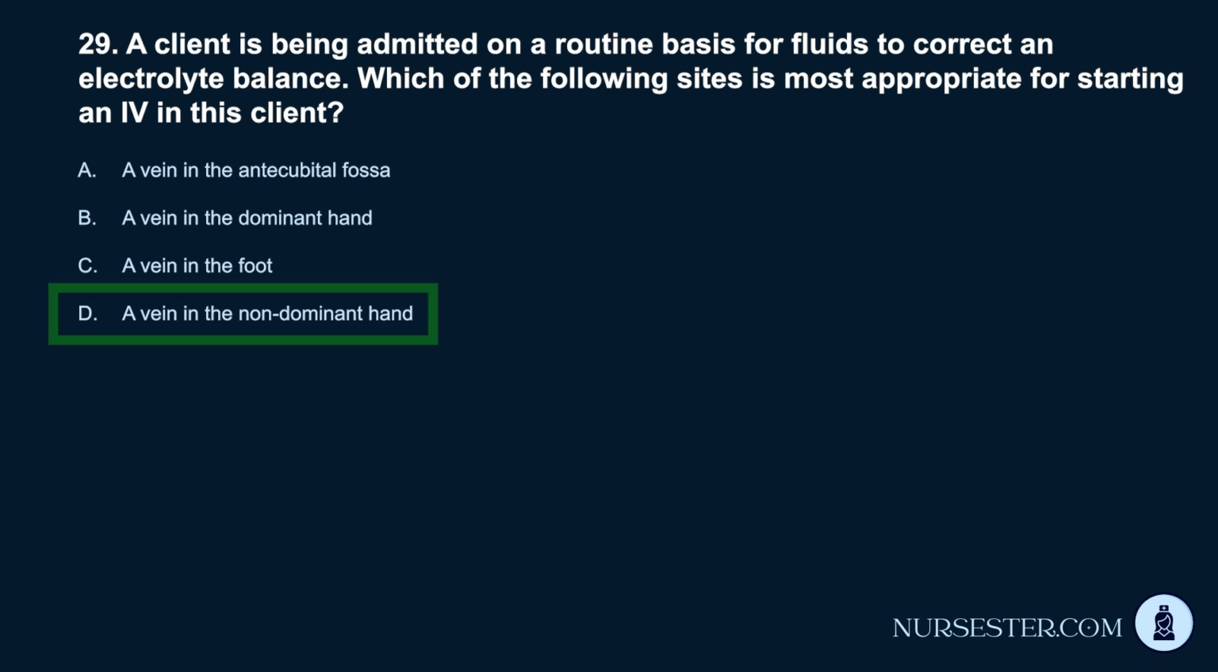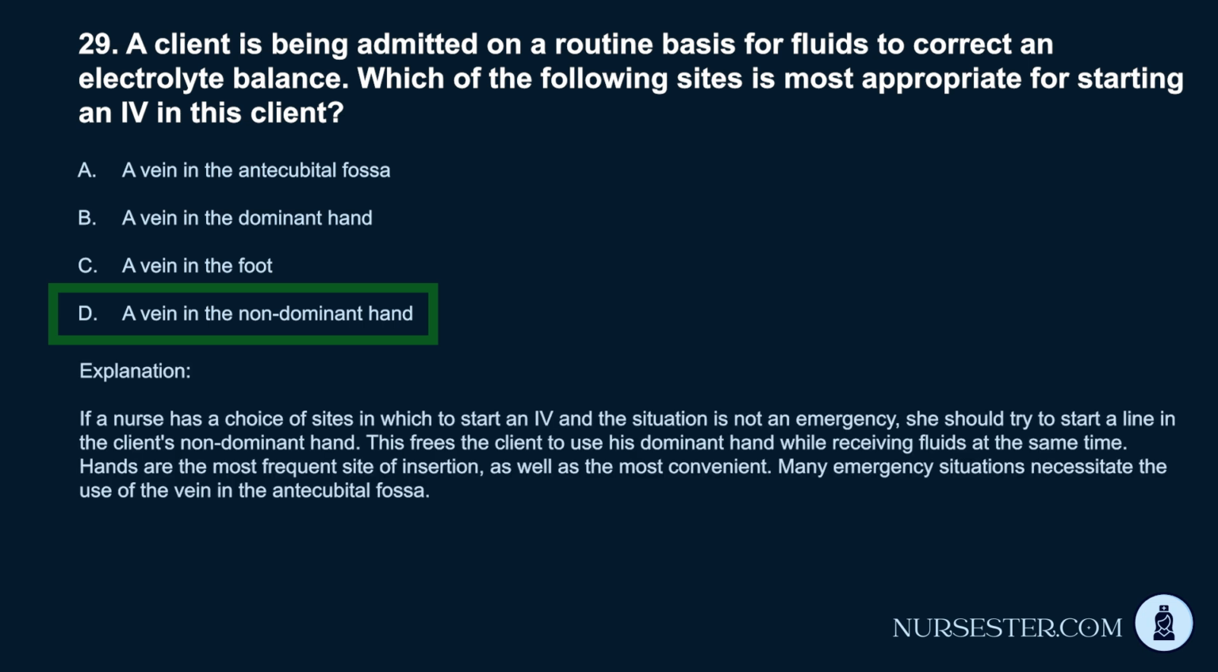Correct answer, D. A vein in the non-dominant hand. If a nurse has a choice of sites in which to start an IV and the situation is not an emergency, she should try to start a line in the client's non-dominant hand. This frees the client to use his dominant hand while receiving fluids at the same time. Hands are the most frequent site of insertion, as well as the most convenient. Many emergency situations necessitate the use of the vein in the antecubital fossa.